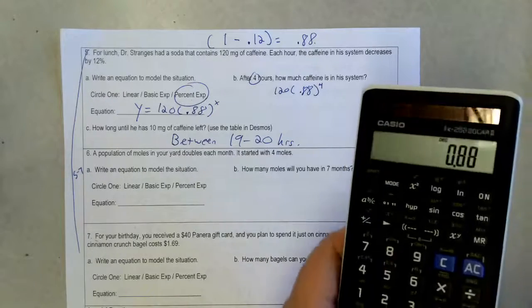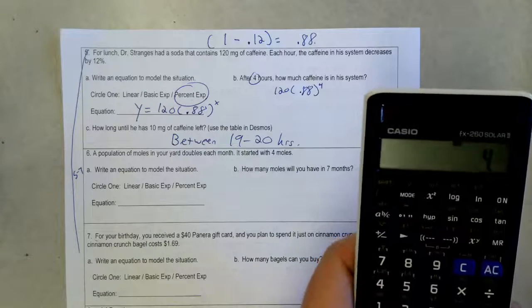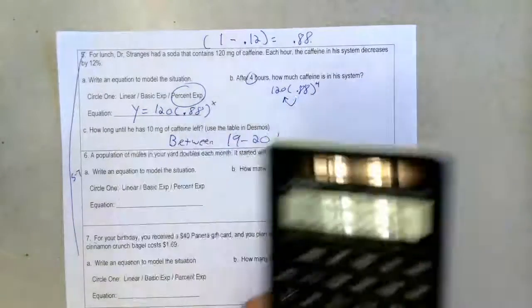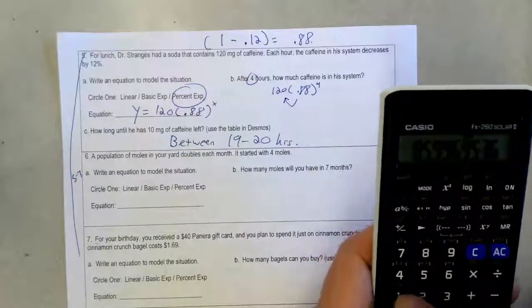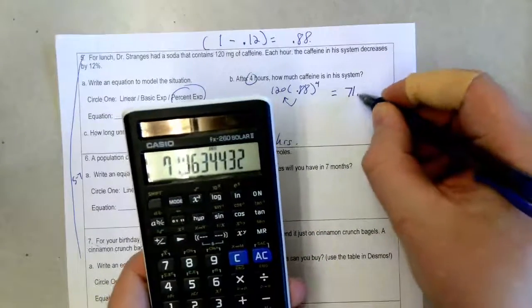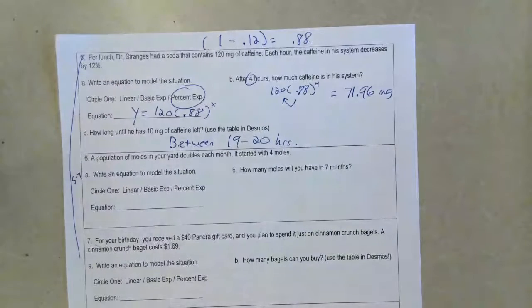So 0.88, I'm going to use my little exponent button of 4, equals, big long decimal number, but then order of operations, we have to multiply it by 120. So times 120. Dr. Stranges has 71.96 milligrams of caffeine in his system after 4 hours.